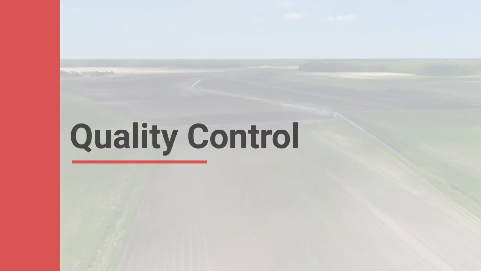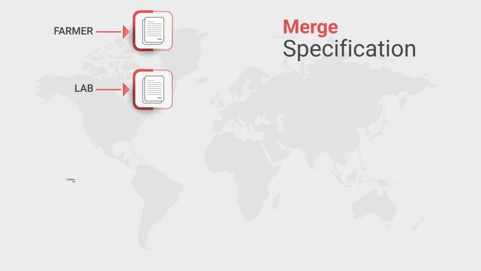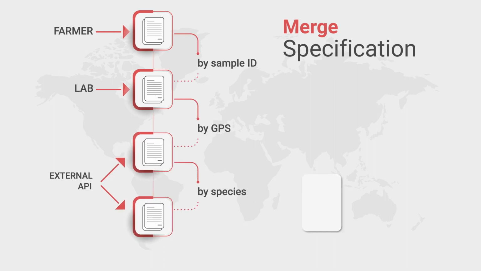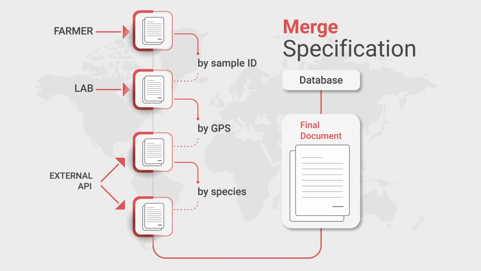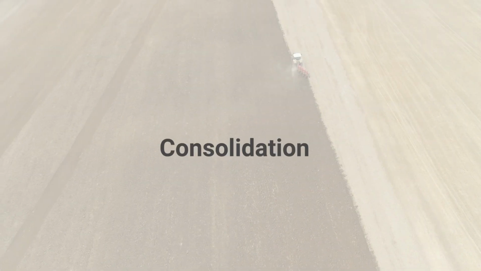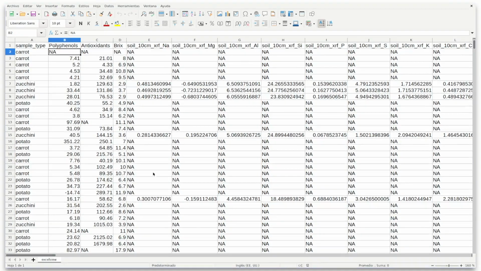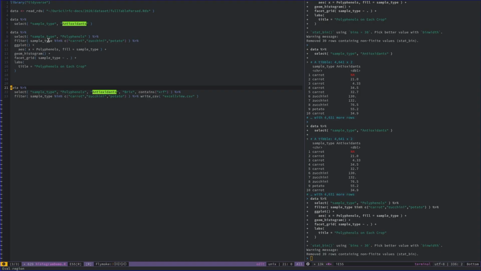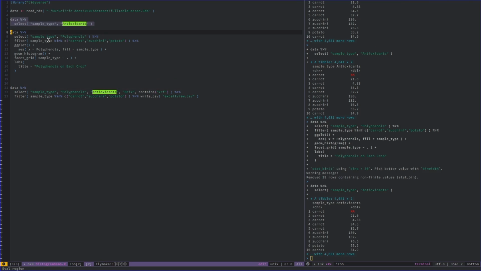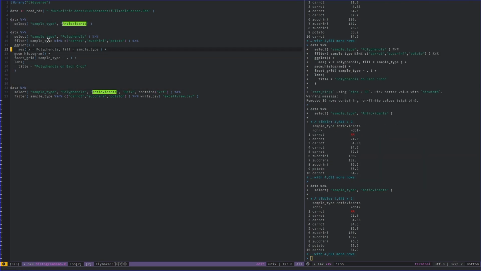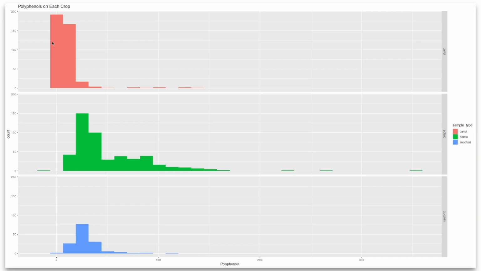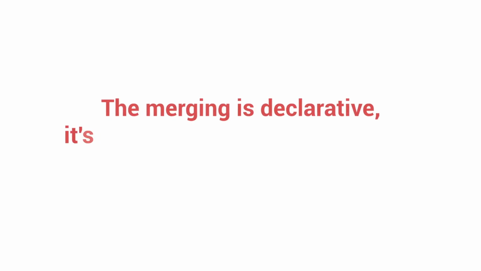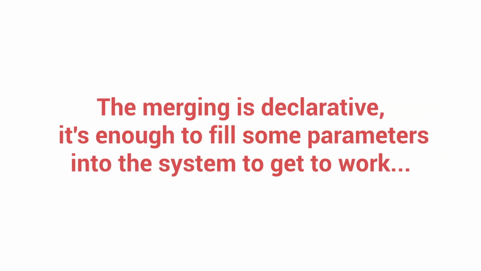Quality control. The data pipeline seeks out information about each particular point through all surveys and forms a single entry containing everything we know about it. It works continuously, which allows us to glimpse the current state of the database at any given moment. Consolidation and output. At the moment of merging, data gets organized into column-based tables. This is the preferred format for Excel, but also for Python and R, allowing advanced data science treatments or any other research. The merging is declarative. It's enough to fill some parameters into the system to get to work.